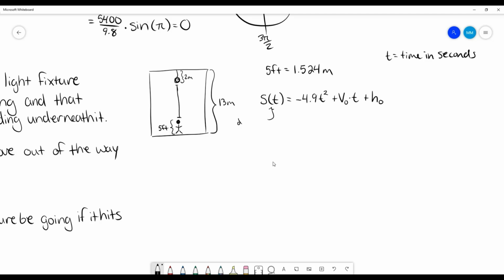This is distance above the ground in meters. This is the initial velocity, typically in meters per second. And this is the initial height in meters.